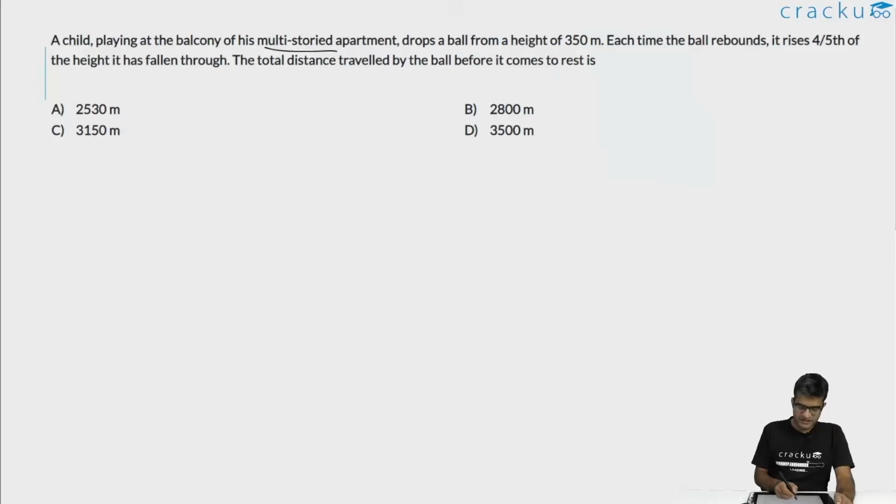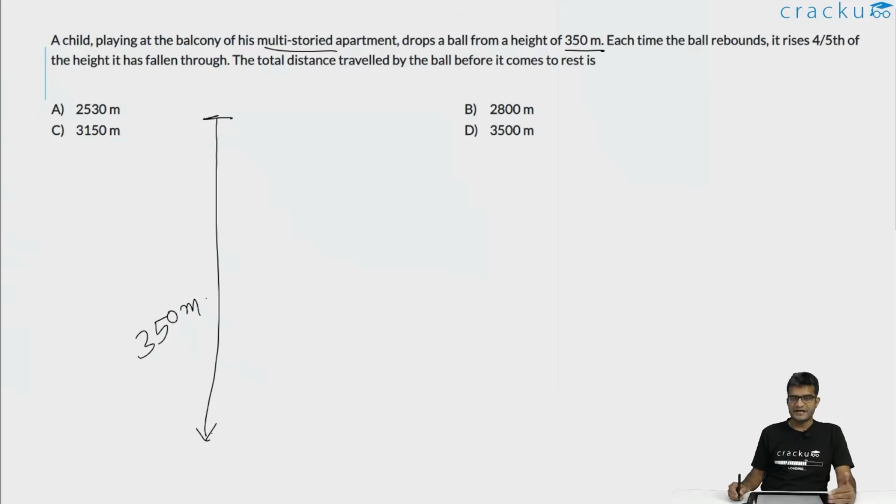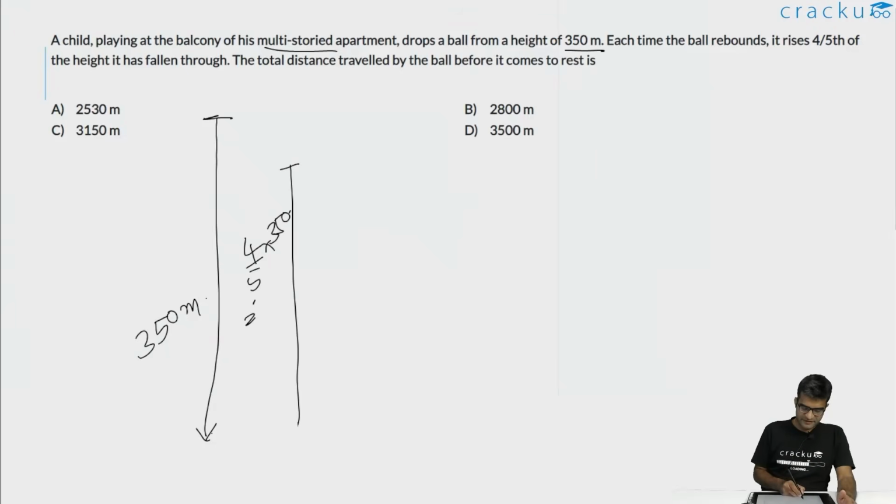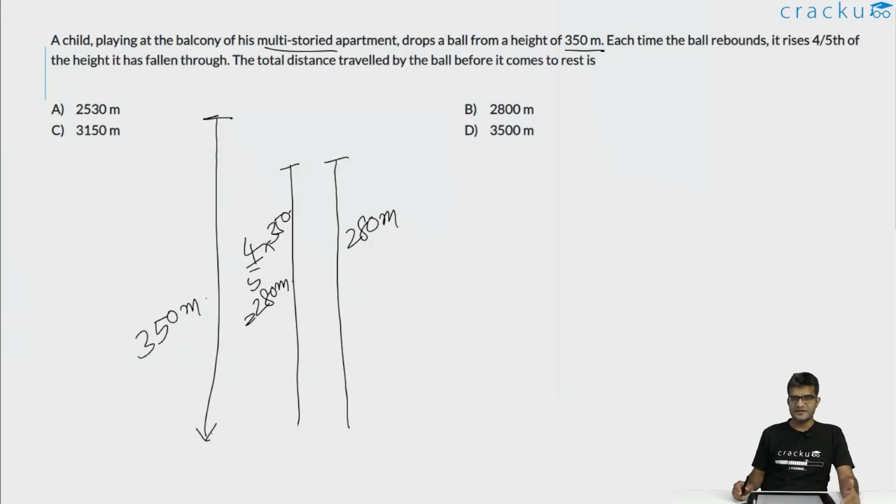In this question, we are told that there is a child who is playing in an apartment and he drops a ball from a height of 350 meters. So from here, he drops the ball. It will fall down 350 meters. And then it rebounds. When it rebounds, it goes to 4/5 of the height. What is 4/5 of 350 meters? That is equal to 280 meters. And it will again come down 280 meters. So the first time it rises, it travels a total of 560 meters before it falls to the ground, which is 280 plus 280.